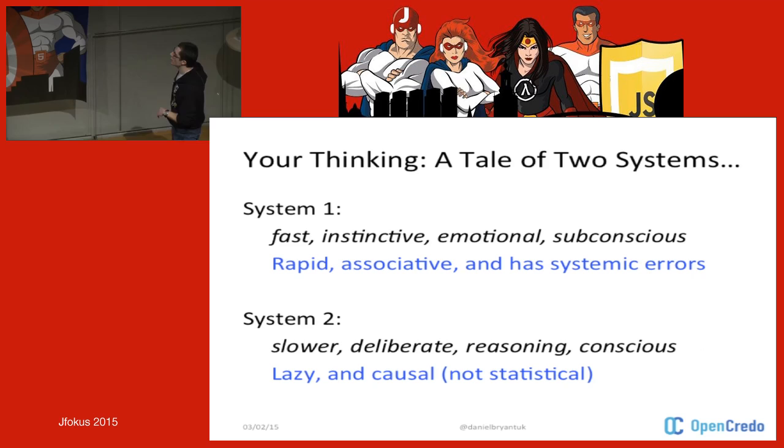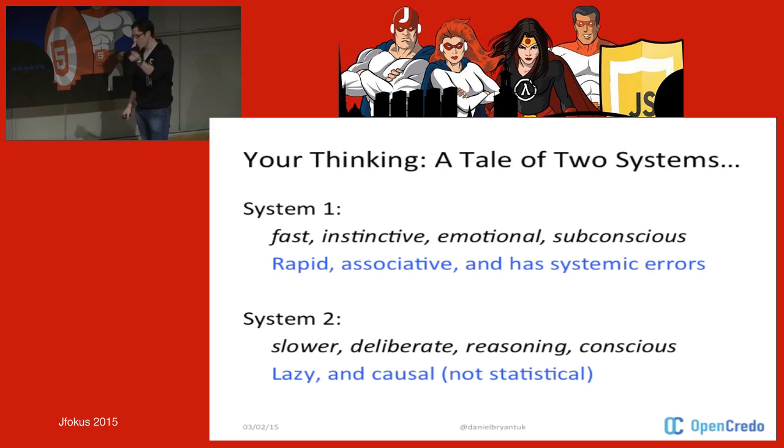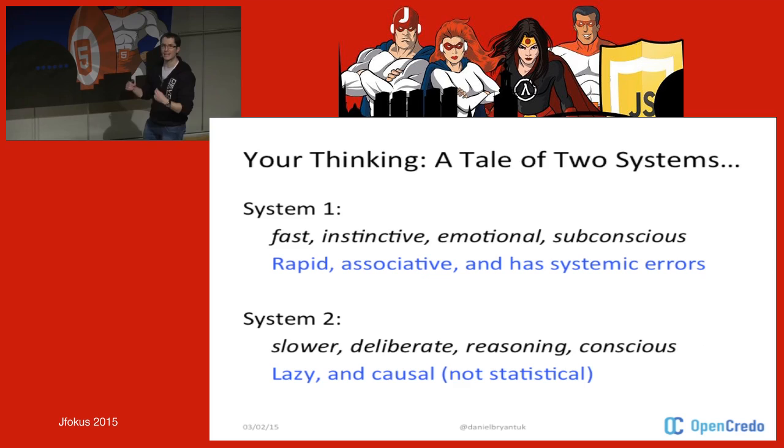System 2 is lazy. We have to kick it into gear. Hopefully you saw that with that calculation. 2 + 2, no problems. The other calculation, you had to kind of go, ooh, let me think. You have to kick System 2 into gear. And it's causal and it's not statistical.